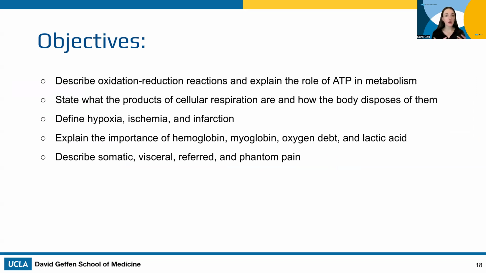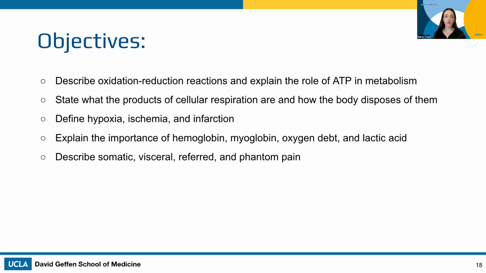We want to be able to state what the products of cellular respiration are and how our body disposes of them. We'll define hypoxia, ischemia, and infarction. We'll explain the importance of hemoglobin and myoglobin, and talk about oxygen debt and lactic acid. Finally, we'll describe some different types of pain: somatic, visceral, referred, and phantom pain.